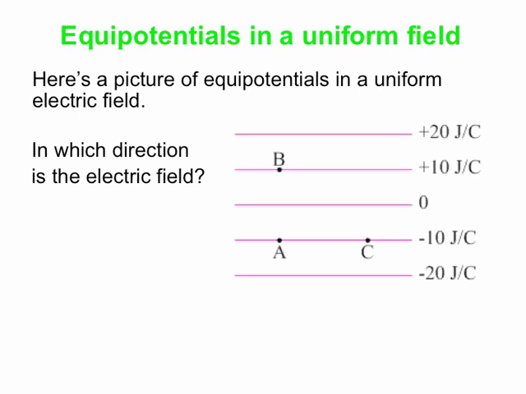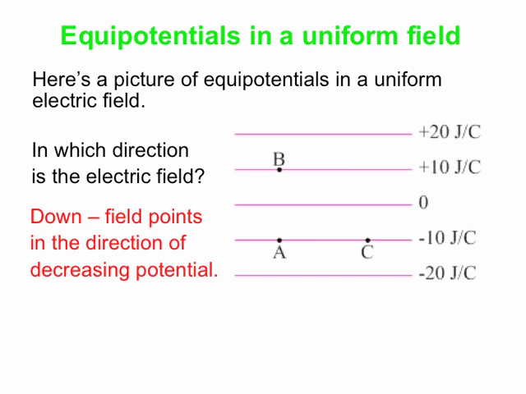Now you can actually tell which direction the field goes from this diagram. Remember the field lines are perpendicular to the equipotentials. That is a little ambiguous, because perpendicular to these lines is either up or down. It's one or the other, so how do you tell? Well, field points in the direction of decreasing potential, just like force points in the direction of decreasing potential energy. Decreasing potential is down in this picture, therefore the electric field is directed down.